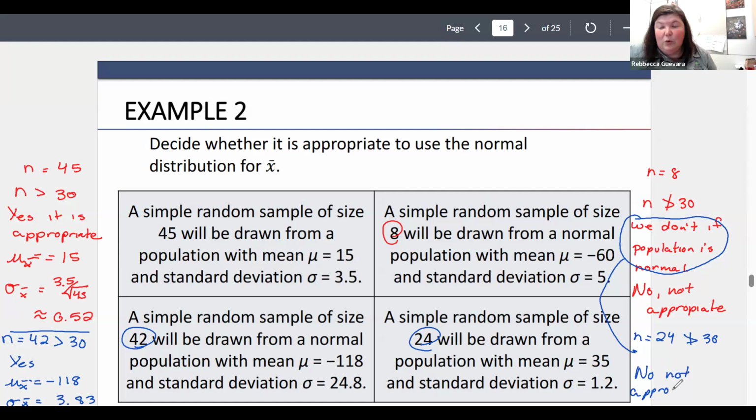So we can really only treat a population of X bars as normal if that sample size, like I said, is over 30, or if we know the parent population is normal, which we're not told here. So in this case, I can find a mean and standard deviation for my X bars. Here I cannot.